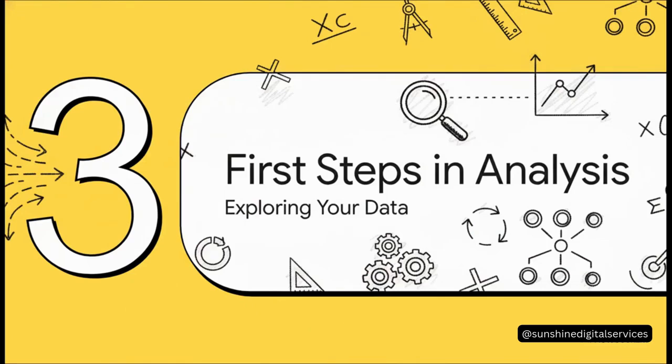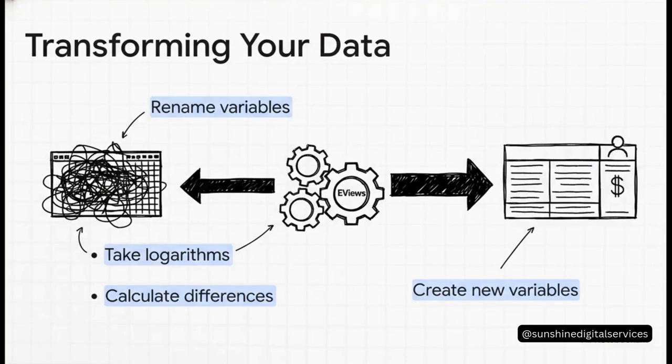Okay, the data is loaded. This is where the real fun begins. EViews has a whole bunch of tools that let you immediately start digging in and making sense of the information you just imported. Let's be honest, raw data is almost never ready for prime time. You usually need to clean it up a bit. EViews makes it super easy to do things like rename a ridiculously long variable name to something simple, or transform your data by taking logarithms, which, by the way, is incredibly common in economics, or even create brand new variables from the ones you already have, like calculating GDP per capita.